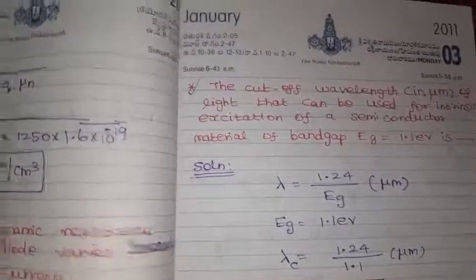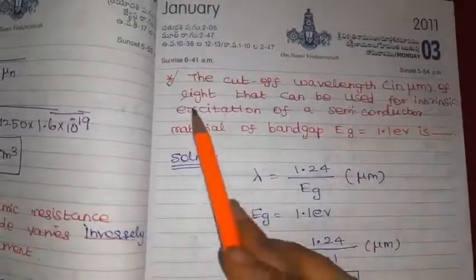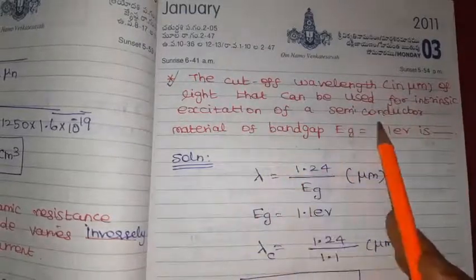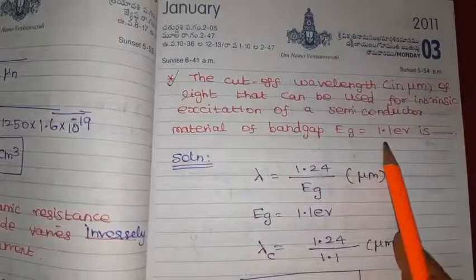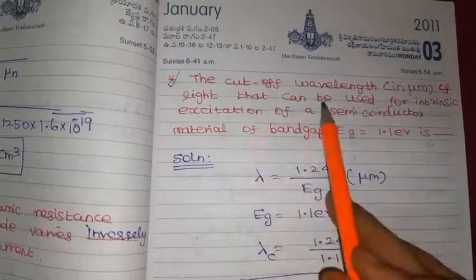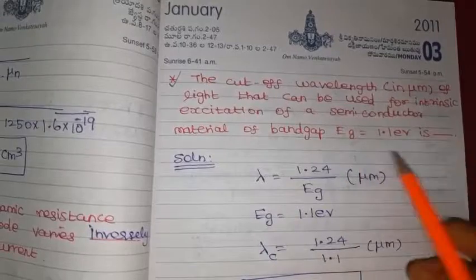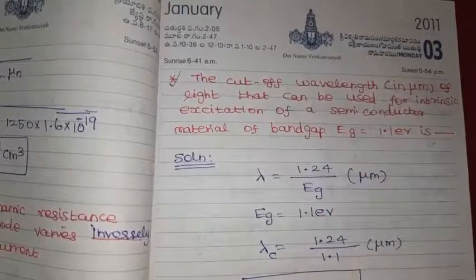Then move on to the next question. The cutoff wavelength in micrometer of light that can be used for intrinsic excitation of a semiconductor material of band gap Eg equal to 1.1 electron volt is. We need to find out the cutoff wavelength, which should be in micrometer. Cutoff wavelength is nothing but lambda c.